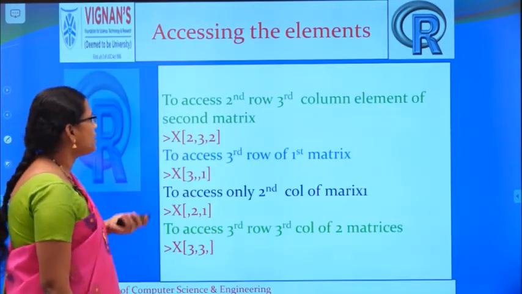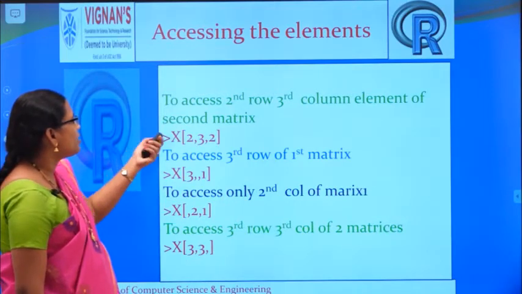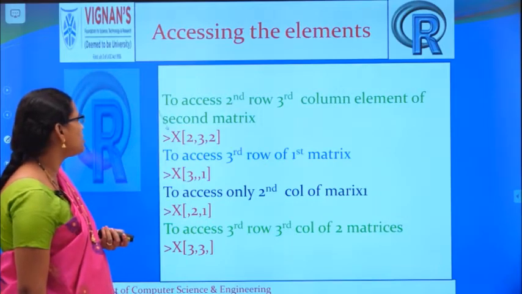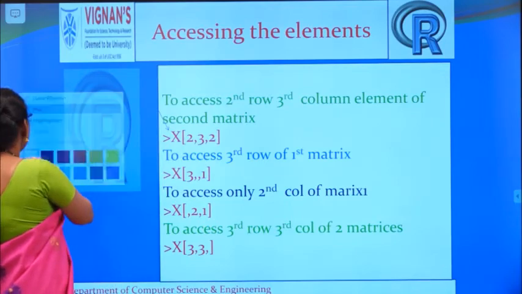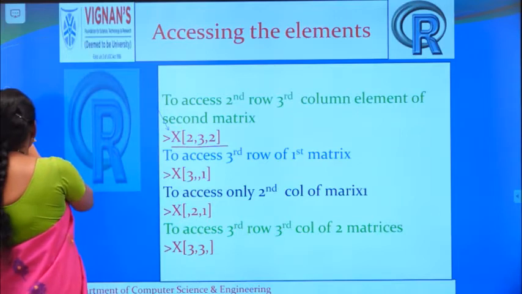Okay, I have given some examples here. To access the second row, third column of the second matrix, you have to give the statement here: x of 2 comma 3 comma 2.